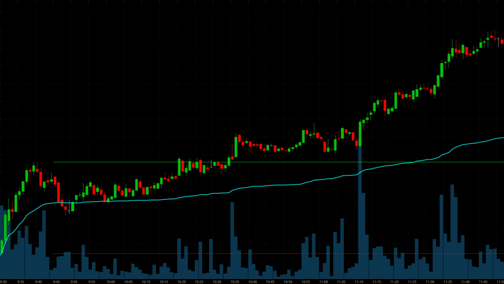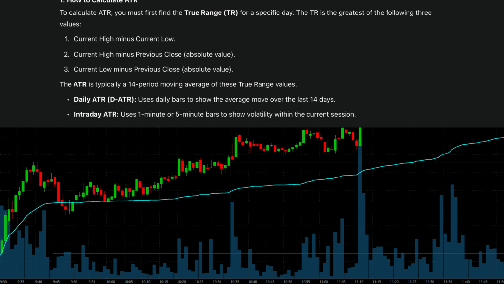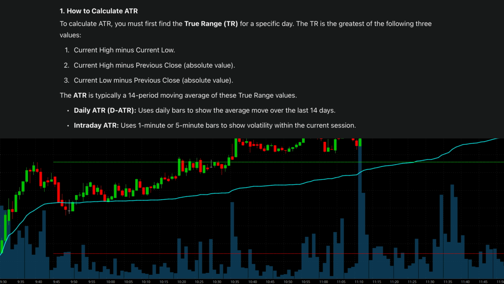Average true range, ATR, is a volatility indicator that measures how much an asset moves, on average, over a given period. Unlike standard measures of change, ATR accounts for gaps between trading sessions, providing a more complete picture of a stock's daily breathing room. 1. How to calculate ATR.